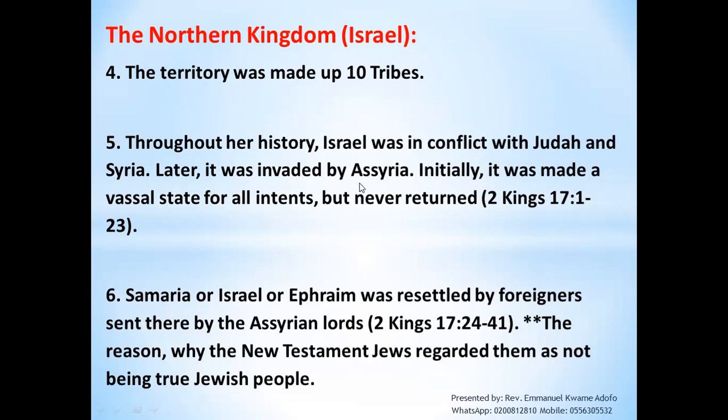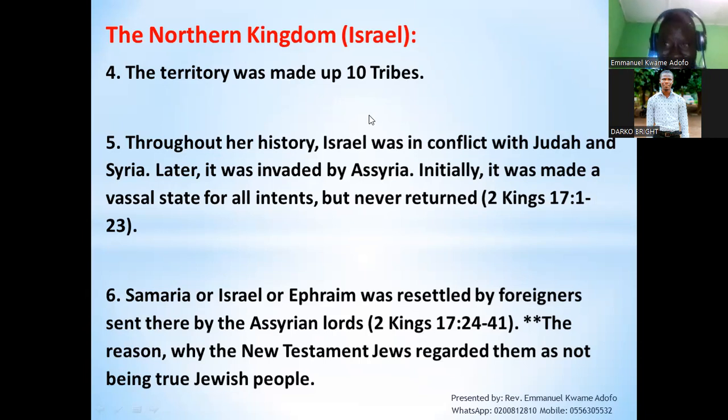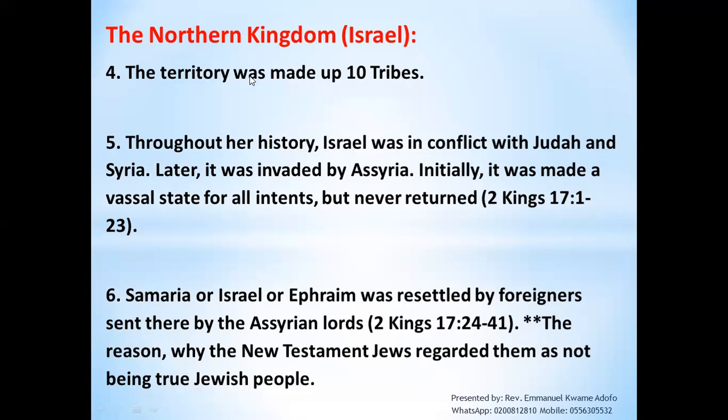So those 10 tribes, the Assyrians, instead of taking them into what we'll call slavery, no, they decided to come and stay with them. They invaded and stayed, resettled among them. Therefore, you don't get a true Jewish blood because they remarried. And that is why in the New Testament era, we see that the Jewish in the South always see the people from Samaria as not true Jewish people. So that's the background to that issue there.